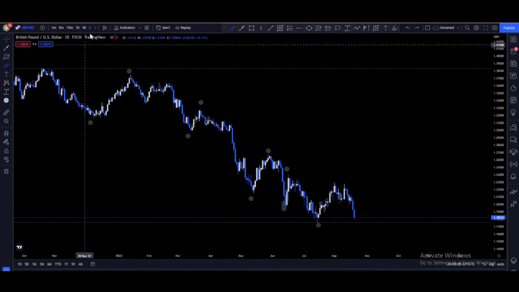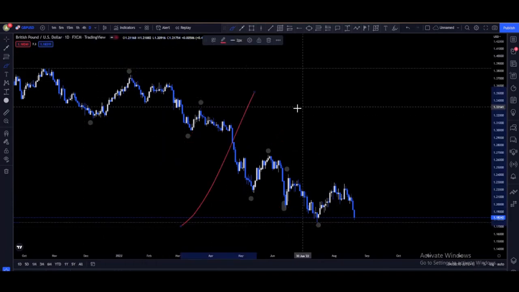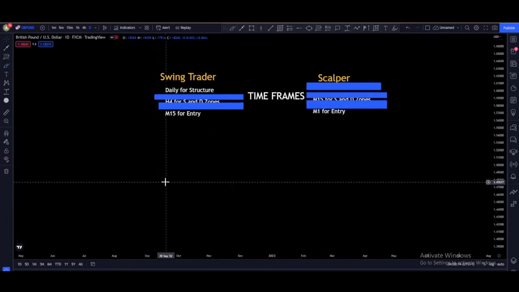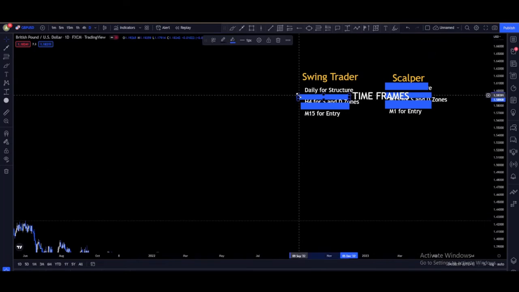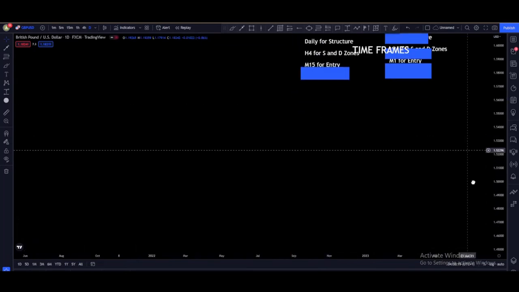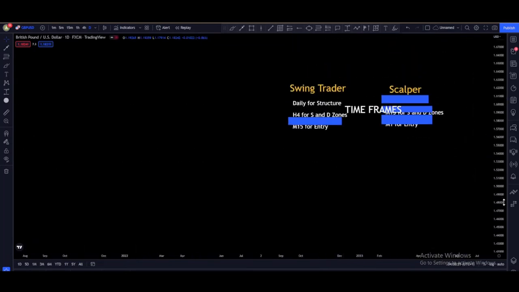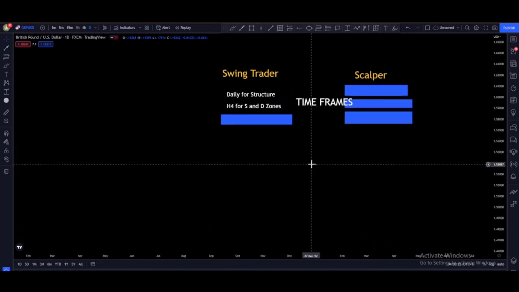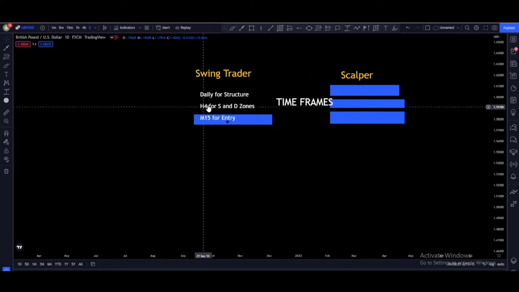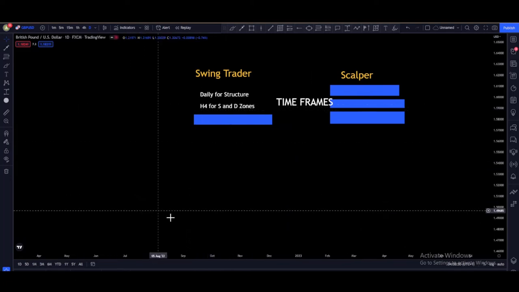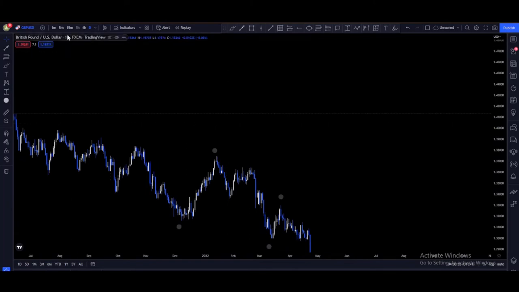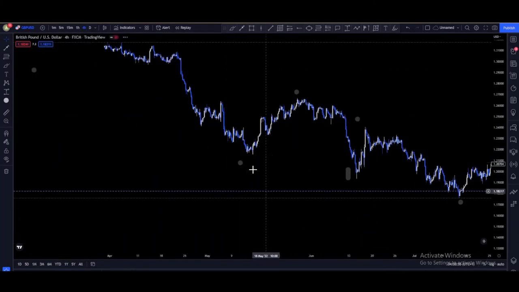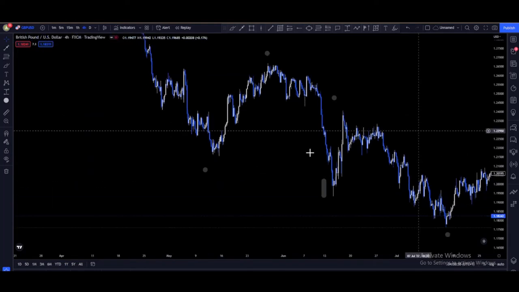Then the next time frame I want you as a swing trader to go over is the H4, for supply and demand zones. So you drop over to the H4 time frame, then look for your supply and demand zones here.